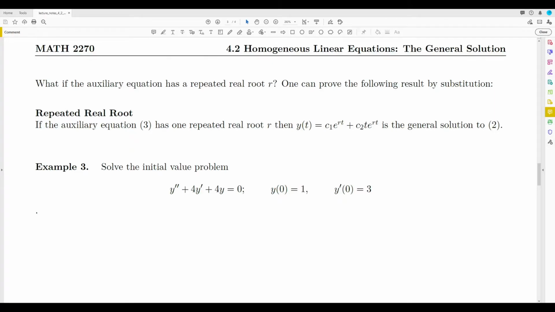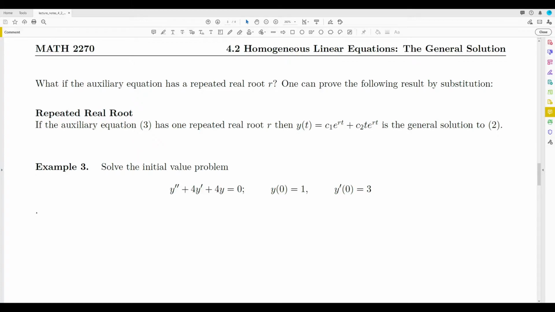So what happens when the auxiliary equation has a repeated real root r? Or said differently, what happens when the discriminant is 0? One can prove the following result by substitution.